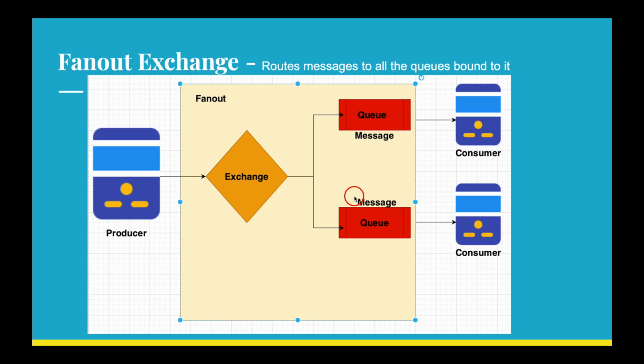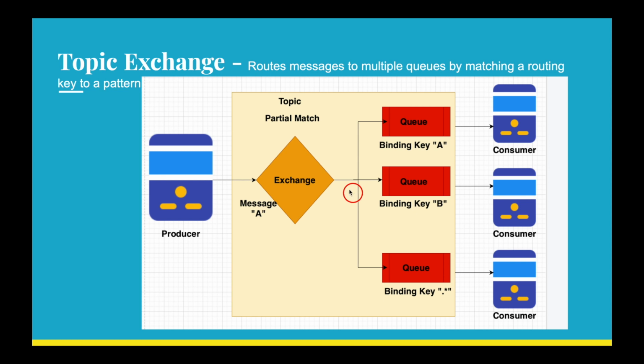Okay, this is Fanout Exchange. The next one is Topic Exchange. The Topic Exchange routes the message to multiple queues by matching a routing key. So if you see here, we are sending message A to the exchange. What this exchange does is route the message to multiple queues by matching the routing key. How it sends the messages to the multiple queues is by partial match.